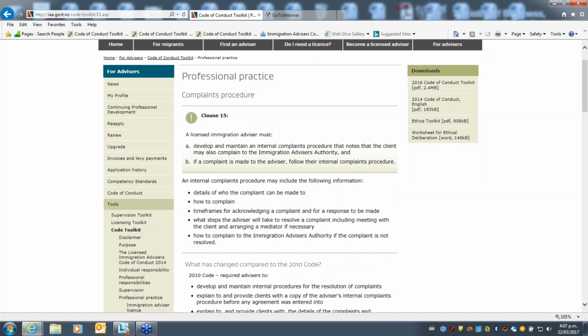So you're required to develop and maintain an internal complaints procedure. It needs to note that the client may also complain to the Immigration Advisers Authority, but unlike the previous code, it doesn't require you to go into a whole lot of detail about the authority's complaints process. And you need to follow your internal complaints procedure if your client complains to you.